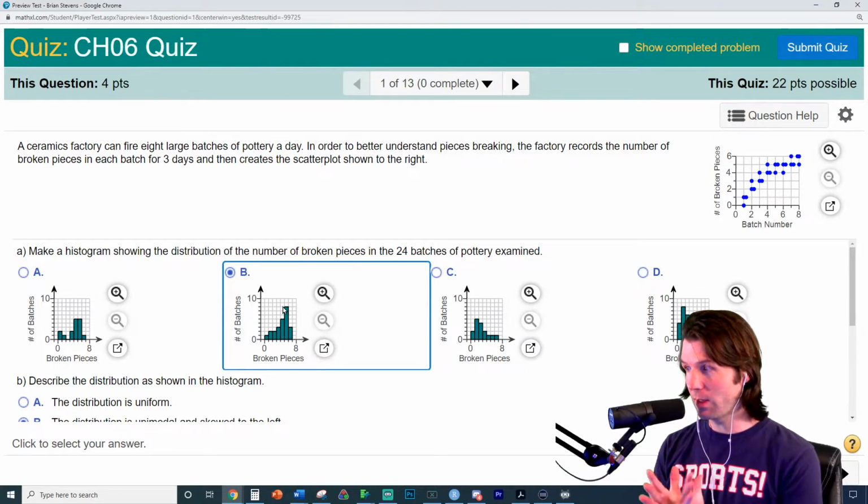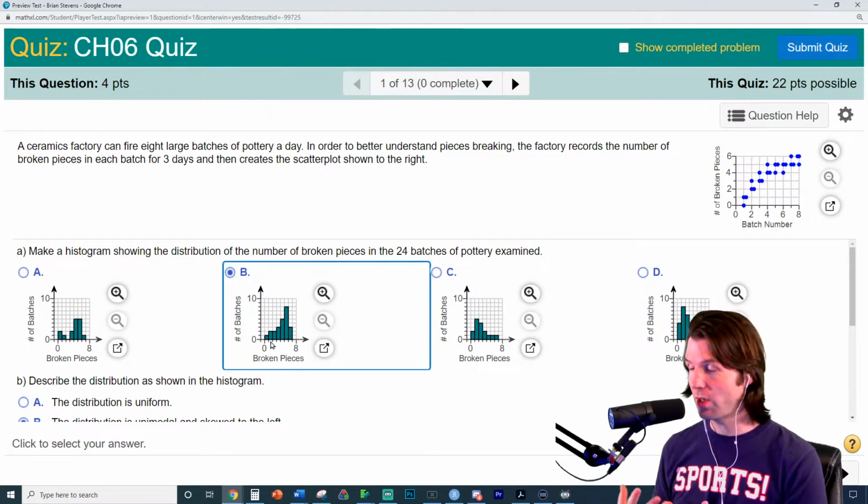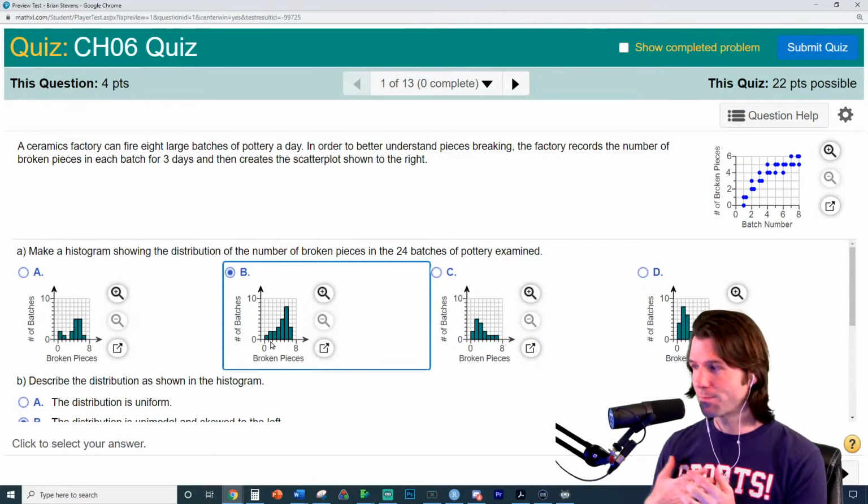Rewind the video and listen again, or listen now. In a univariate histogram, we analyze shape, which is like unimodal, right skew, gaps, outliers, that's shape. We analyze the center. If it's normal, we use the mean. If it's skewed, we use the median. We analyze the spread. If it's normal, we use the standard deviation. And if it's skewed, we use the IQR.